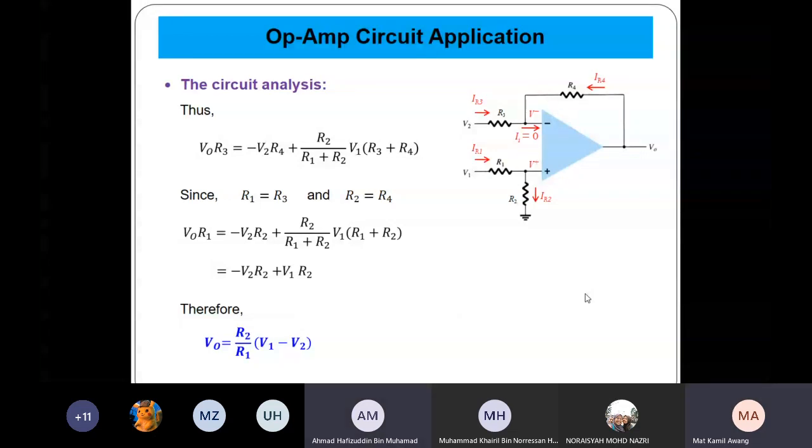Easy lah, sir. Nanti example, I will show both. I show both. Right? Okay. Yes, sir. Okay.